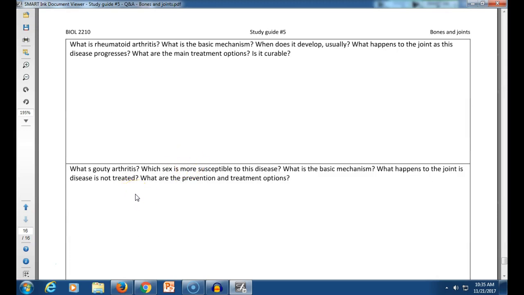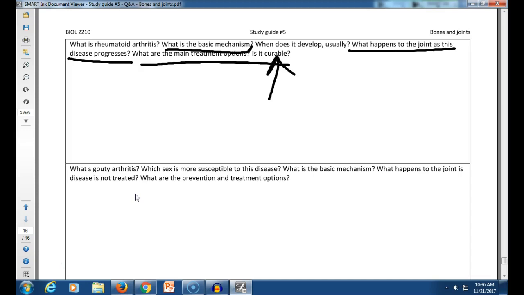Rheumatoid arthritis, an inflammatory disease. Basic mechanism: your own immune cells attack the synovial membrane. The synovial membrane becomes inflamed and forms pannus. Pannus grows and enlarges. Inflammation in the joint leads to the formation of connective tissue between the bone ends. Connective tissue ossifies, which is called ankylosis. At this point, the bone becomes immovable. Is it curable? No, not curable, but it's treatable.